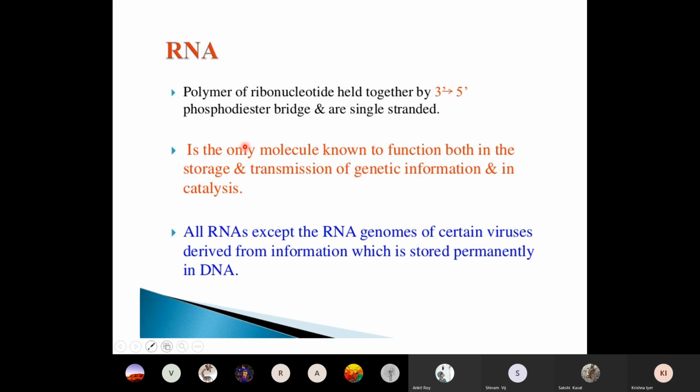Now, all RNAs except the RNA genomes of certain viruses are derived from information which is stored permanently in the DNA.